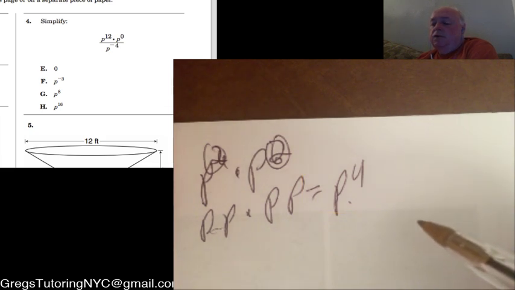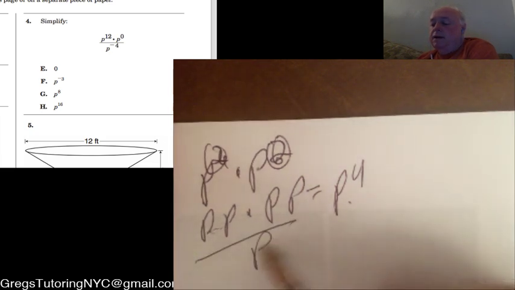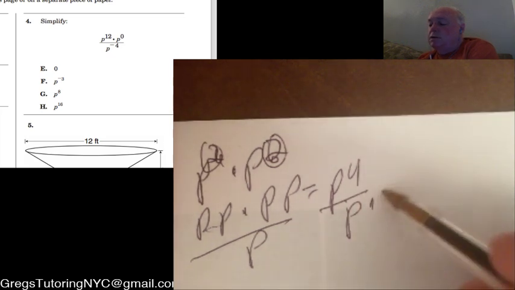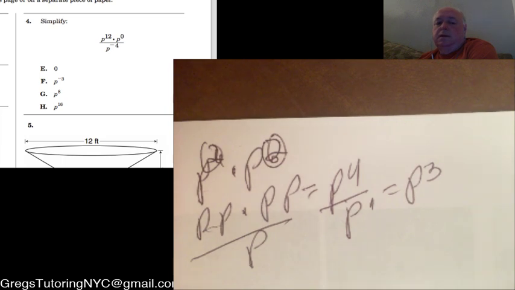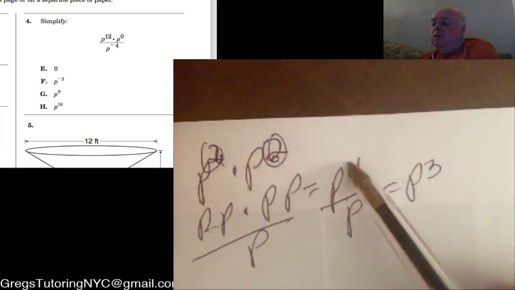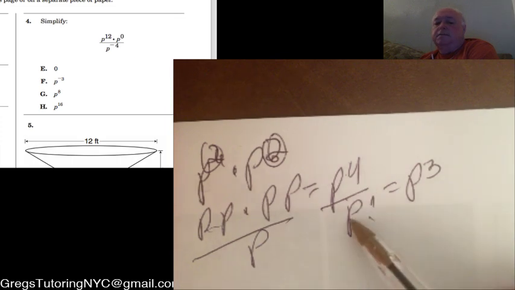Okay? And if we were dividing, say by P, if we have P to the 4th over P, that's P to the 1. We're going to do a subtraction, so that would equal P to the 3. Right? So when we multiply, we add the exponents. When we divide, we subtract them.